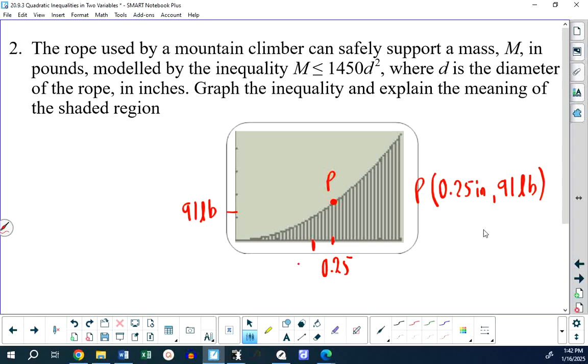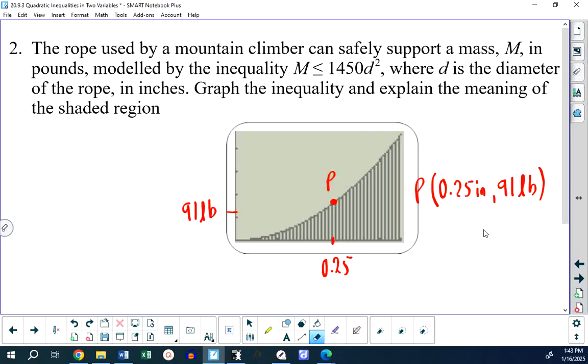Well, if I were to go 0.18, that point is here, isn't it? 91 pounds and 0.18. That is no longer in the solution region. So that means if you use 0.18-inch diameter rope, the rope is likely to break. Don't get me wrong here. According to the mathematics, this rope will not break, right?